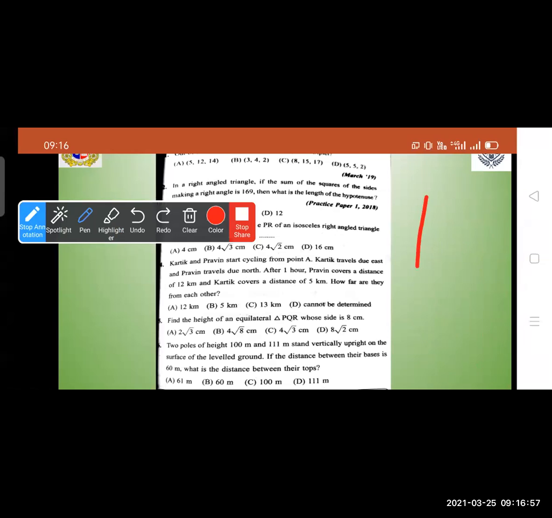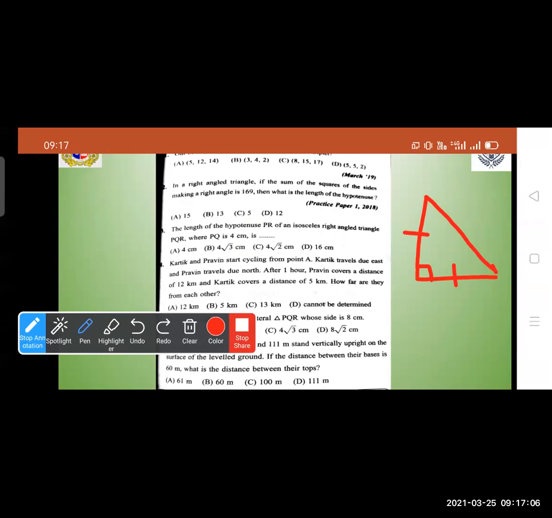Okay. The length of the hypotenuse PR of isosceles triangle, right angle triangle PQR, where PQ is 4 centimeter, is. हमें hypotenuse निकालना है isosceles triangle का. So isosceles triangle की condition क्या होती है? These two sides are equal. Okay. And in this P Q R, this side is 4. So ये भी हमारी 4 हो जाएगी.